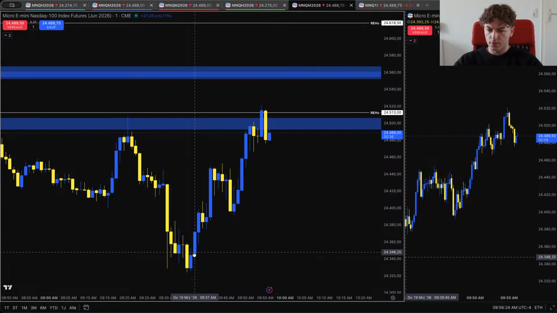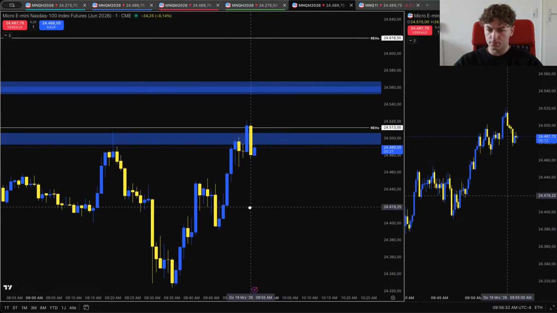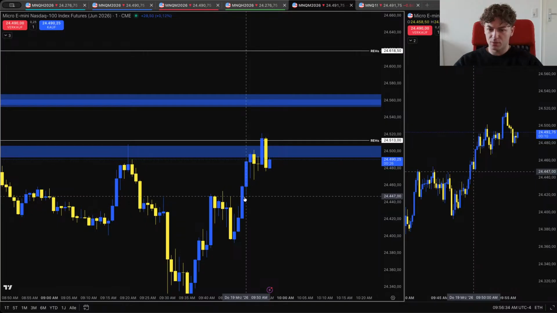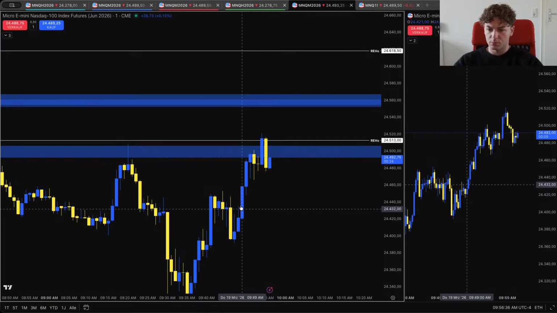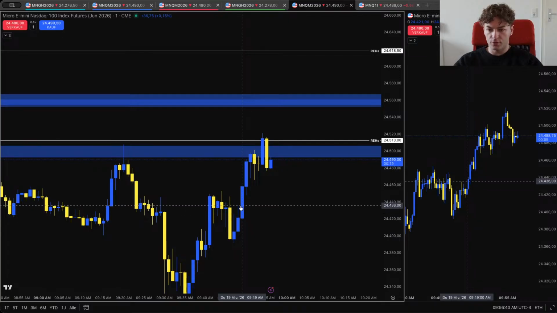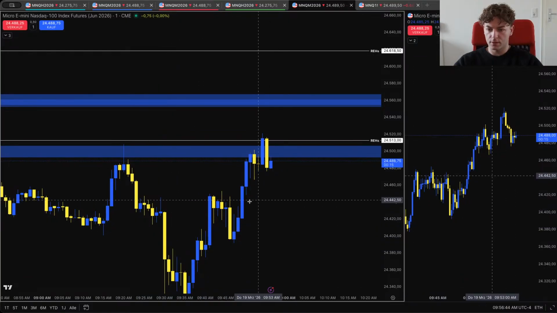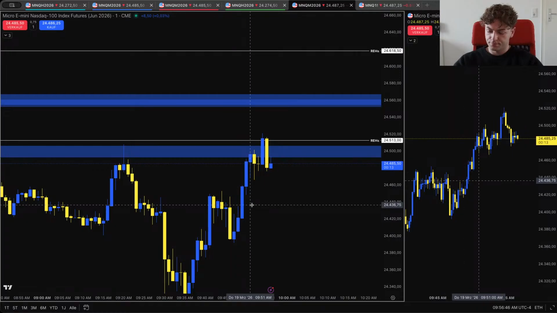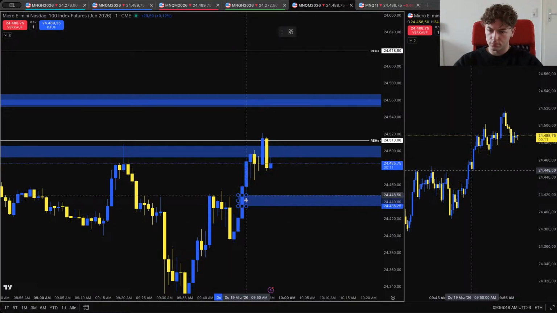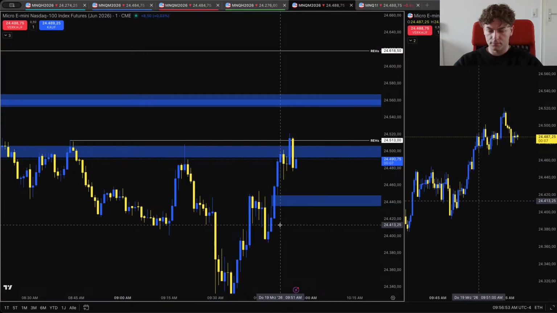I'm looking for the first fair value gap, but this one is too small. This one is also too small. Maybe this one, but I would prefer the first fair value gap to look like this, like a real displacement. Let's see.